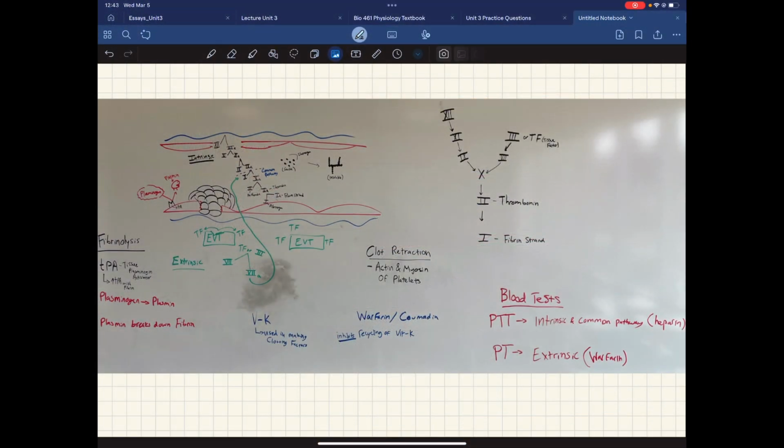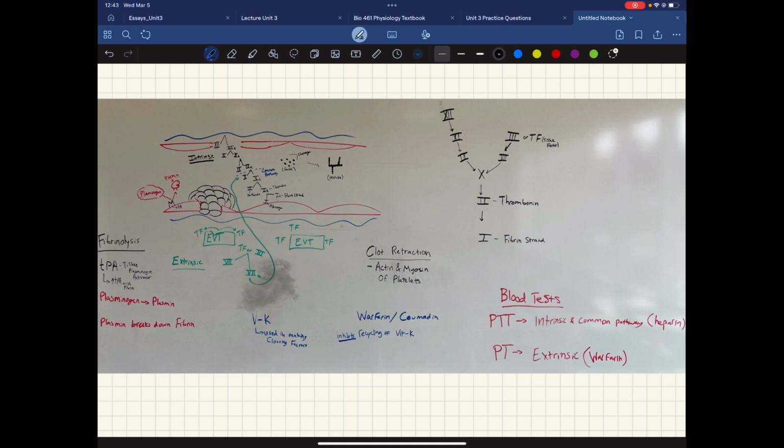All right, so I had this in a classroom, but then class started, so I wasn't able to finish. So this is the clotting cascade or coagulation cascade.